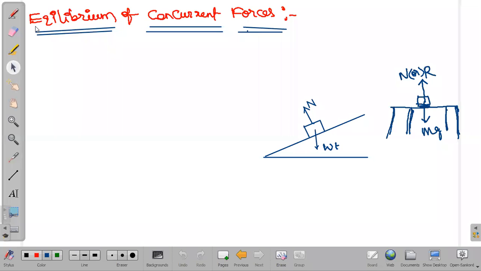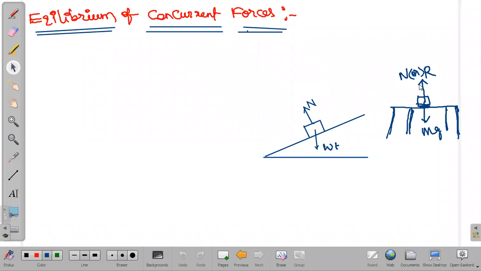Now what are we going with? We are going with concurrent forces. Concurrent forces means, just now somebody told me, what is that? Acting at the same point, right? If a number of forces act on some object at the same point, then they are said to be concurrent forces. Suppose if we take these two forces as an example, at this point these two forces are acting, so these two forces can be taken as concurrent forces, right?